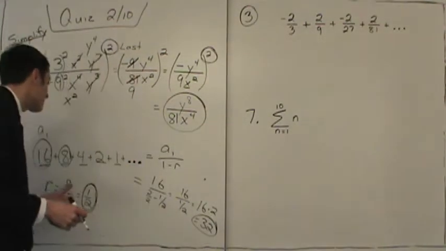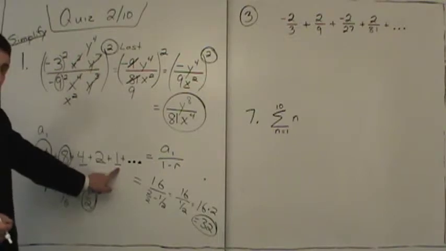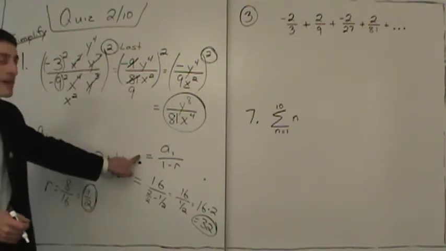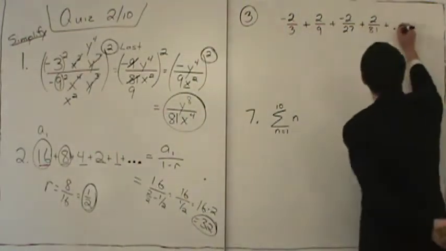If you check, look, 16 plus 8 is 24, plus 4 is 28, plus 2 is 30, plus 1 is 31, plus what's the next number? 1/2. You see that we're getting close to what? 32. Up here, again, we have what?